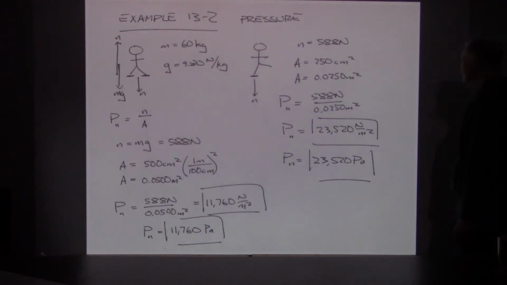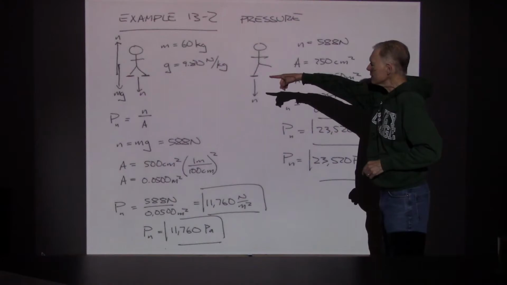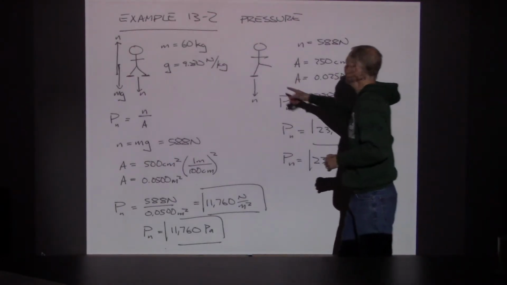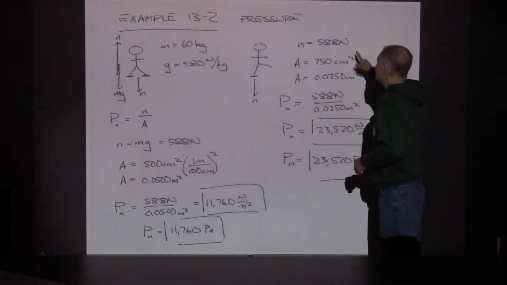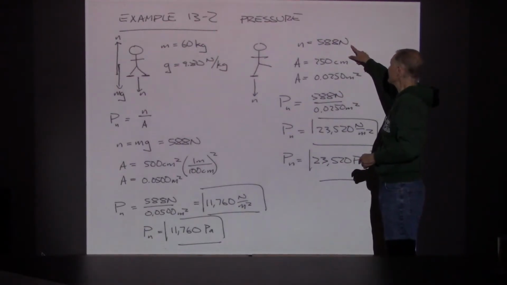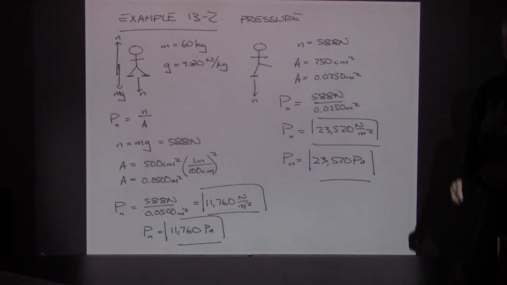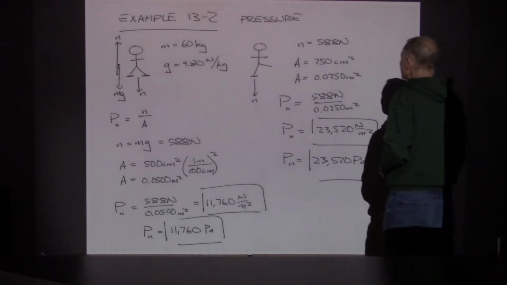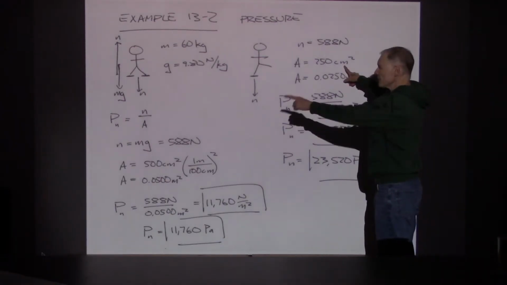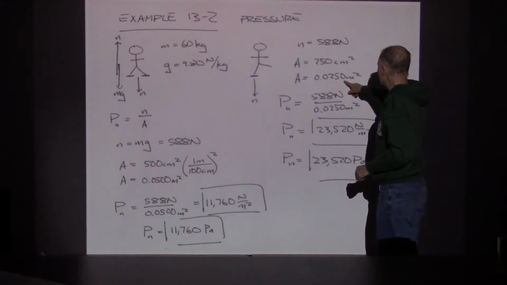Over here, I guess I did this. Oh, this is the 1 foot. So this is 2 feet, and then what happens if I'm just standing on 1 foot? Well, the gravitational force acting on me hasn't changed. I'm still going to need 588 newtons of normal force to offset that gravitational effect on me. The area now is half as much, and so that's 0.0250 meters squared.